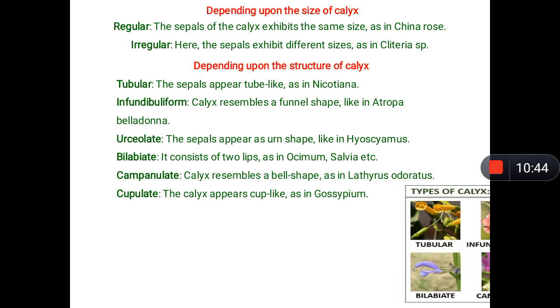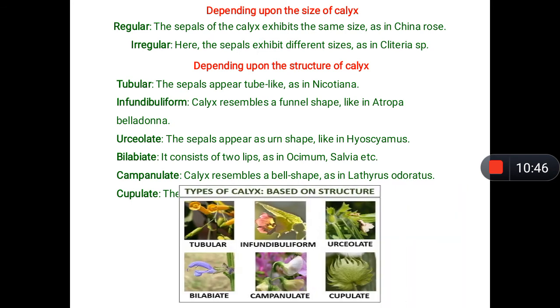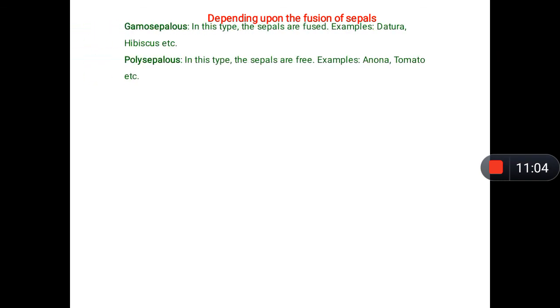Next, we can see the structures. There are 6 structures: tubular, infundibuliform, urceolate, bilabiate, campanulate, and cupulate. Let's see the next structure. More types of calyx. Depending upon the fusion of the sepals, they are free or fused. In this type, the sepals are fused. For example, Datura or hibiscus. They are called gamosepalous. In polysepalous, in this type, sepals are free. Examples are Annona, tomato.